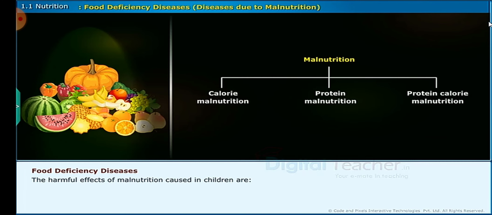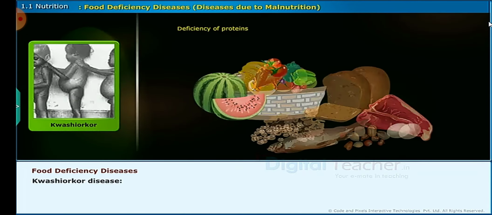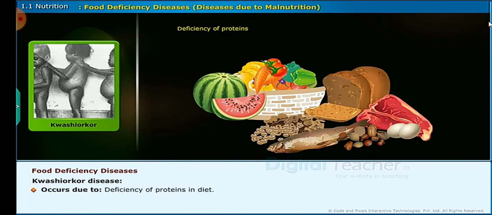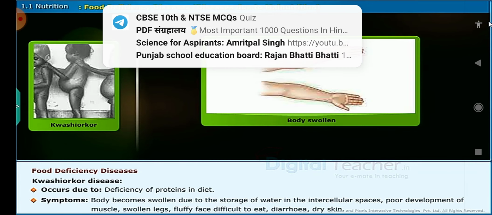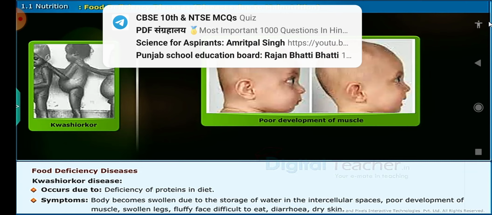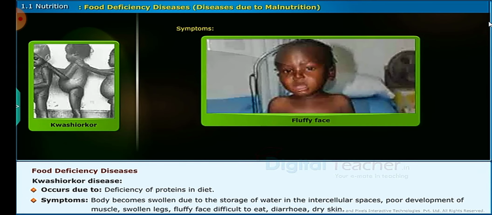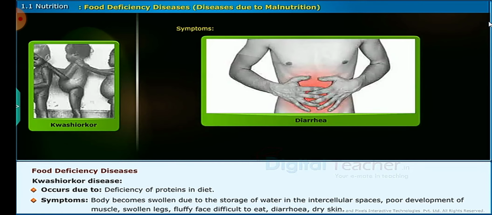The harmful effects of malnutrition caused in children are as follows. Kwashiorkor disease occurs due to deficiency of proteins in the diet. Symptoms: body becomes swollen due to the shortage of water in the intercellular spaces, poor development of muscle, swollen legs, fluffy face, difficulty in eating, diarrhea, dry skin.